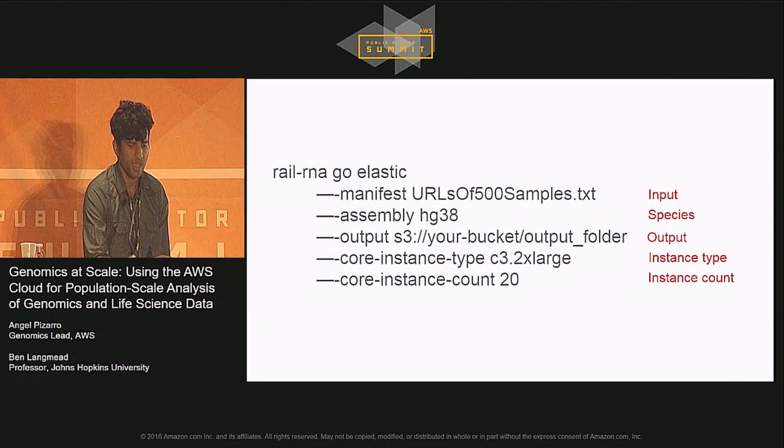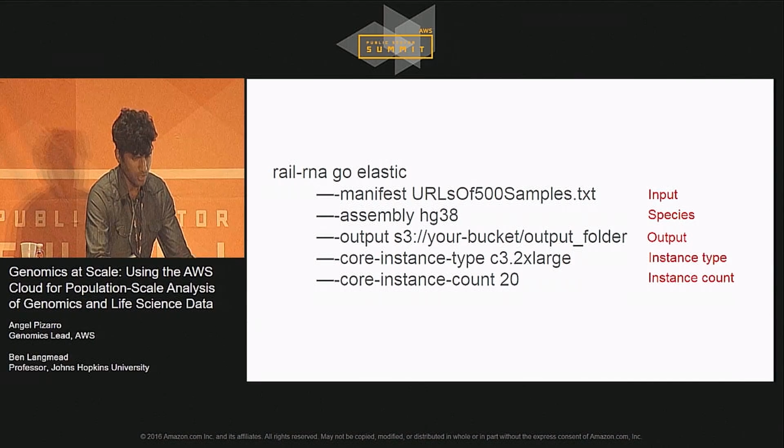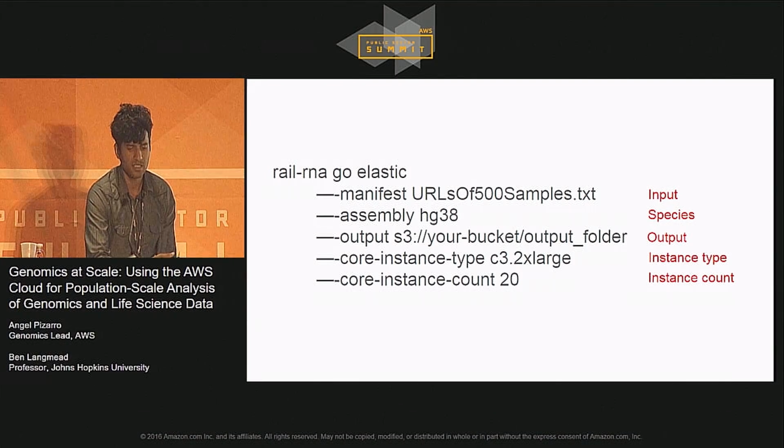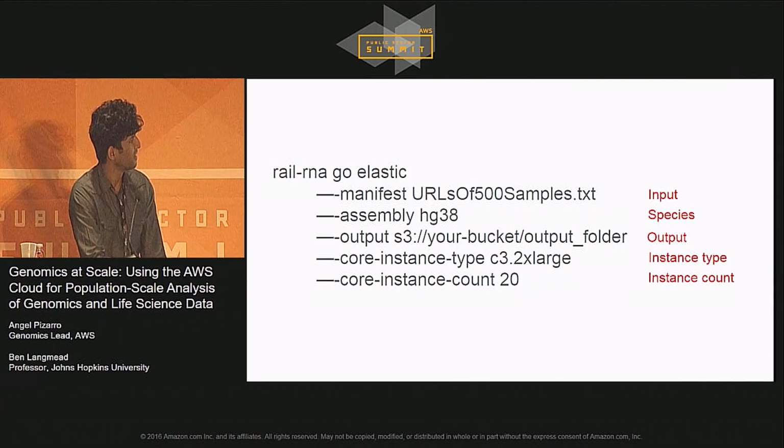Here in this command, you'll see that there's a manifest file that's listing the URLs of the raw data. You specify a species to which you align your data. This is hg38, an assembly of the human genome in this case. You specify an output bucket on S3, and you also specify the size of your EC2 cluster, your elastic MapReduce cluster, that's the core instance count, and the instance types that are in your cluster. So, it's as easy as 1 to S3.